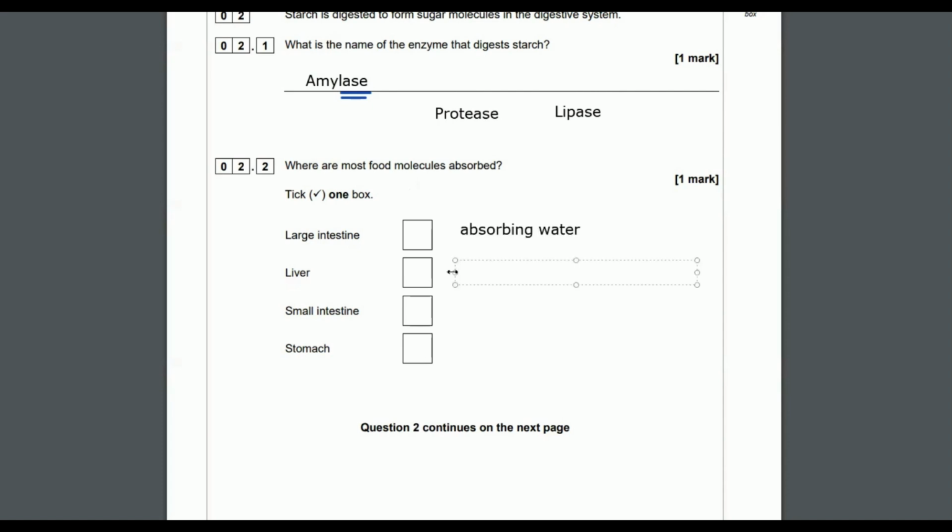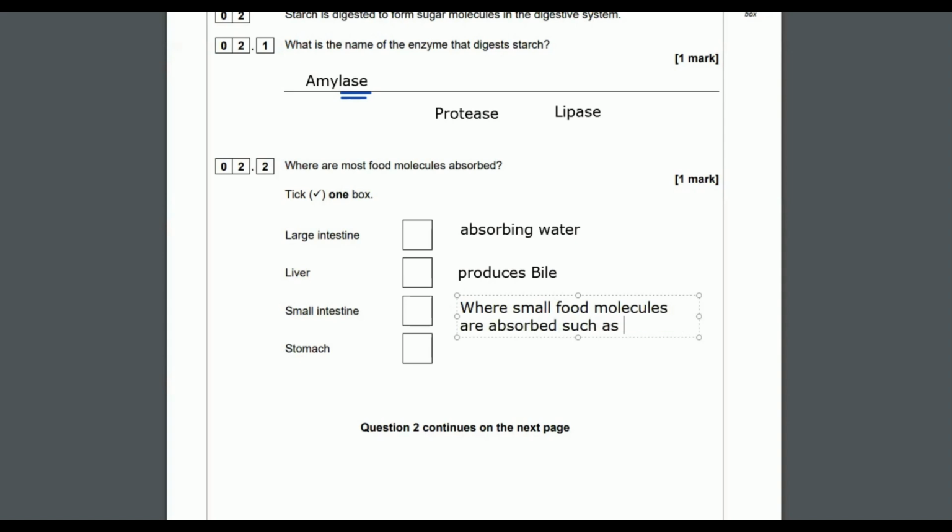What does the liver do? Well, it's got about 500 jobs, but in digestion, the liver produces bile. And the bile is the substance that neutralizes the stomach acid and emulsifies fats. It has 2 jobs. The small intestine is where small food molecules are absorbed. So this is the correct answer.